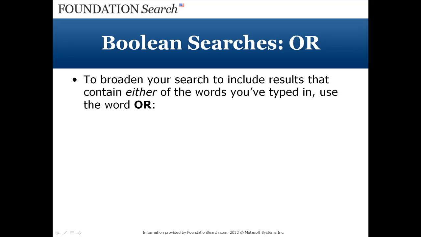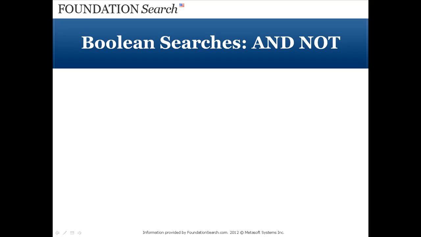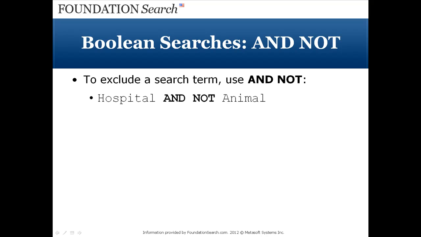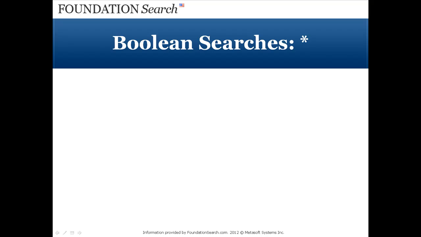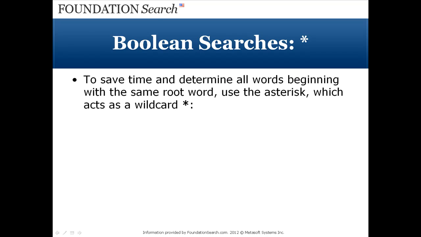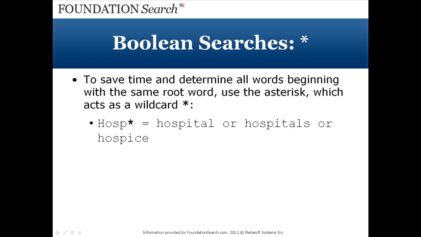To broaden your search to include results that contain either of the words you've typed in, use the word OR. Hospital or Miami. To exclude a search term, use AND NOT. Hospital and not animal. To save time and determine all words beginning with the same root word, use the asterisk, which acts as a wildcard. Hosp with an asterisk equals hospital or hospitals or hospice.